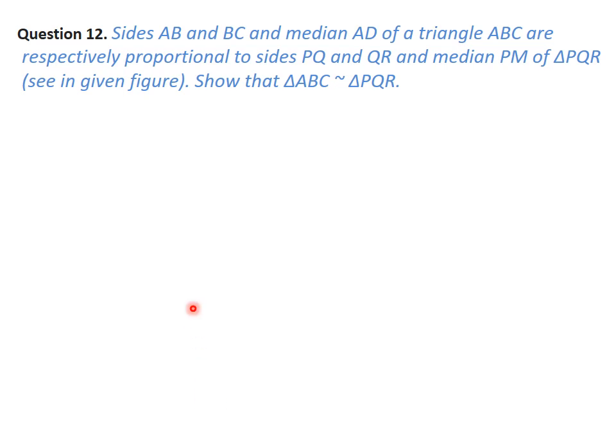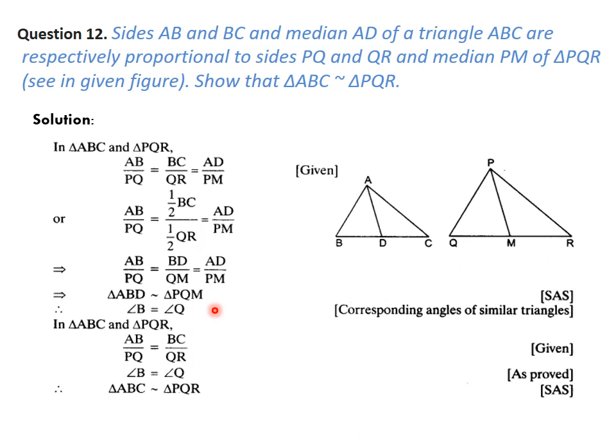Question number 12. Sides AB and BC and median AD of a triangle ABC are respectively proportional to sides PQ and QR and median PM of triangle PQR. Show that triangle ABC is similar to triangle PQR. So here are the two diagrams of the two triangles, triangle ABC and PQR.